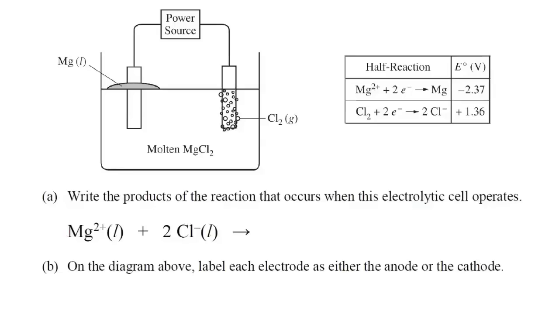Part A. Write the products of the reaction that occurs when this electrolytic cell operates. So we know that one of the products is liquid magnesium. The formula would just be Mg. That's a liquid. And then the other product at the other electrode is chlorine gas, so Cl2, and that's a gas. Now this equation is balanced in terms of both atoms and charge.